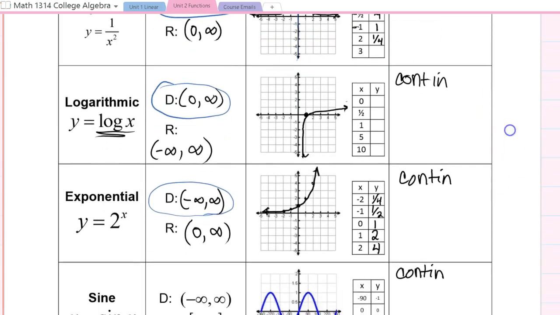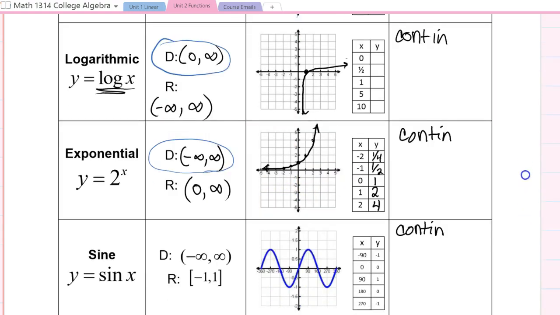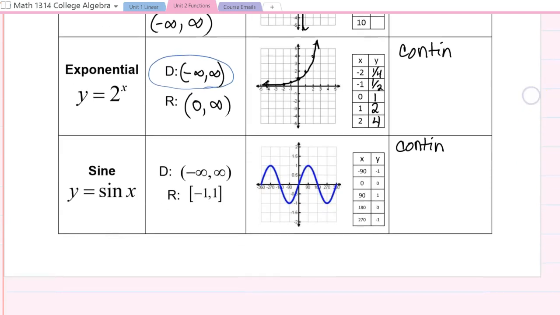Logarithmic, we're going to find that this is neither. And for exponential, we will find that it is neither as well, meaning that we cannot see the same thing on the left and the right, and if we put it upside down, it will not be the same graph. For sine, believe it or not, if I were to spin it around, it will be the exact same graph, so this one is also odd.